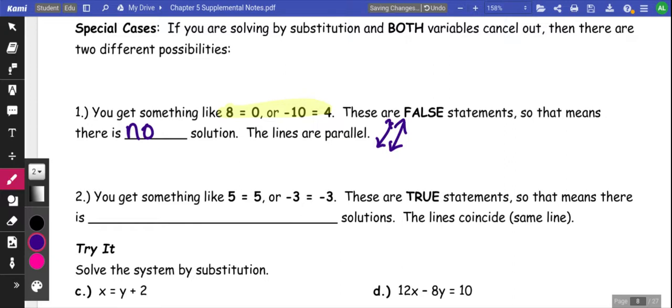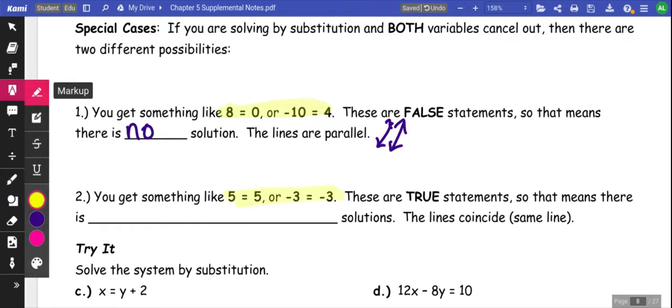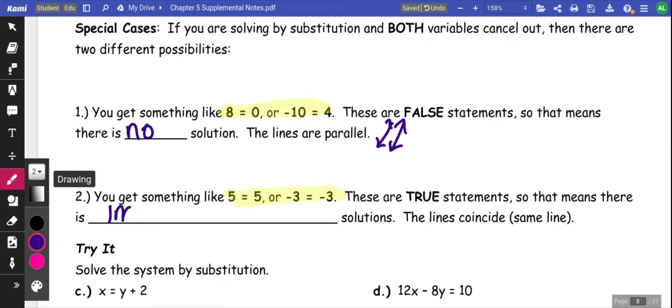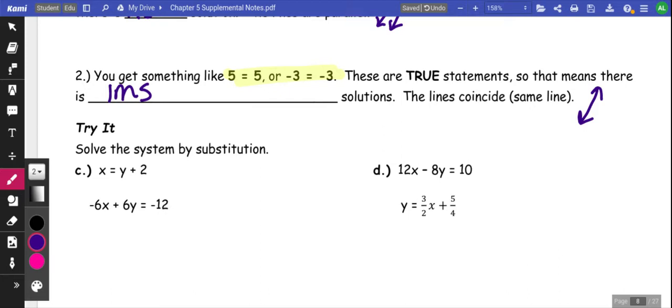Okay, if you get something like 5 equals 5, or what we just had, -3 equals -3, that's true, so there are infinitely many solutions. Okay? It's the same line, so every single possible point on that line is a solution to both. Right?